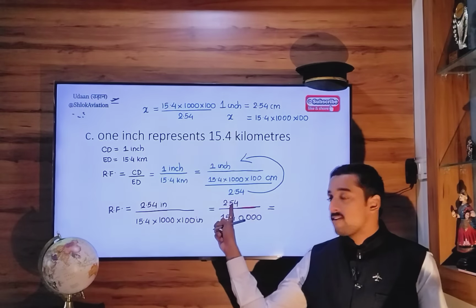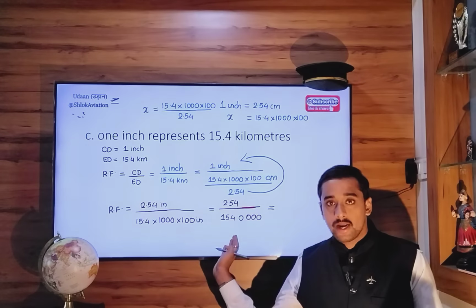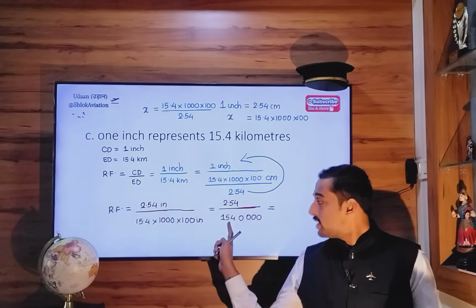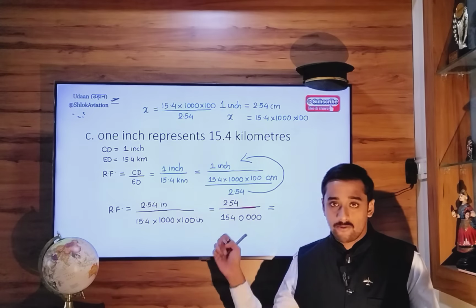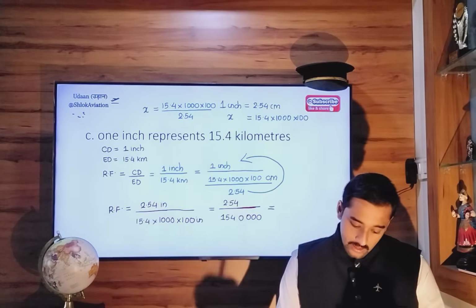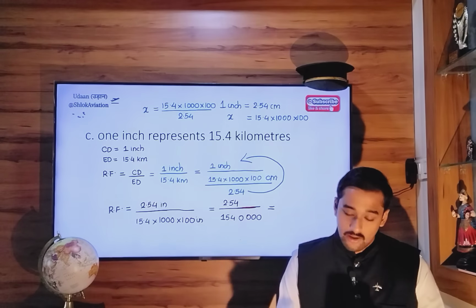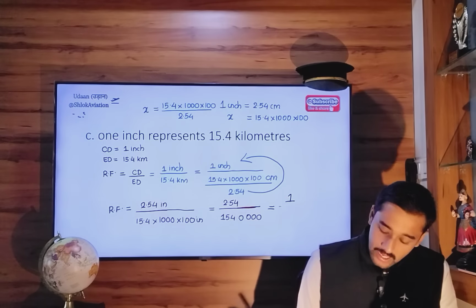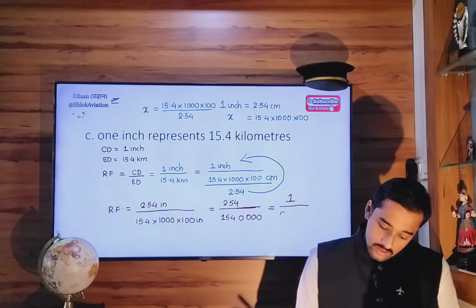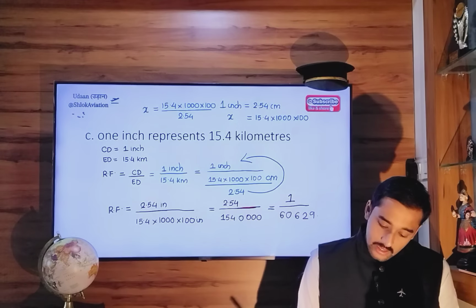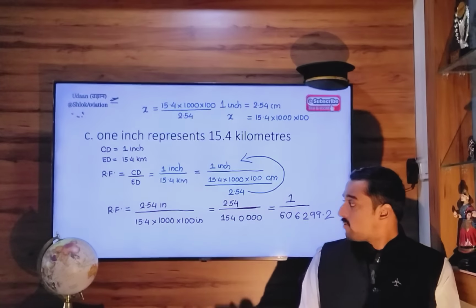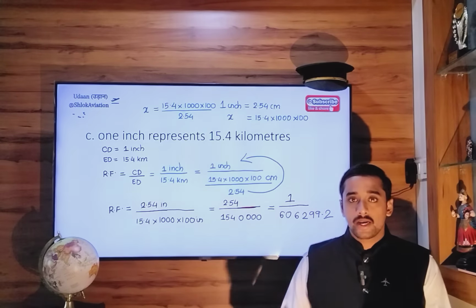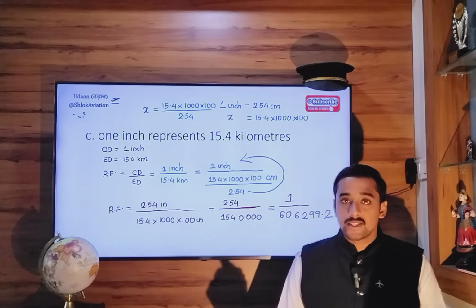Now representative fraction, always bring 1 in the numerator. To bring 1 in the numerator, we will have to divide numerator as well as denominator by 2.54. When we divide numerator by 2.54, we get 1. And when we divide this denominator by 2.54, we will get one value. So 15,40,000 divided by 2.54 is equal to 1 divided by 606,299.2. Okay, so this is your final answer, 606,299.2. So divide numerator and denominator by 2.54. Now select that option which is closest to this option.